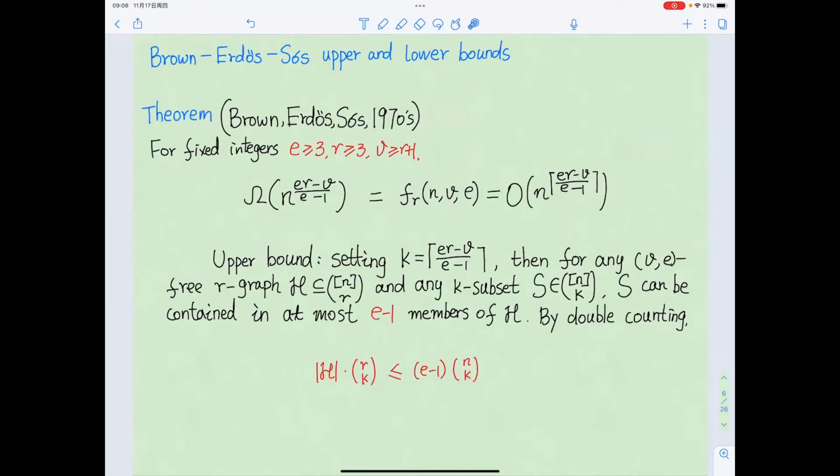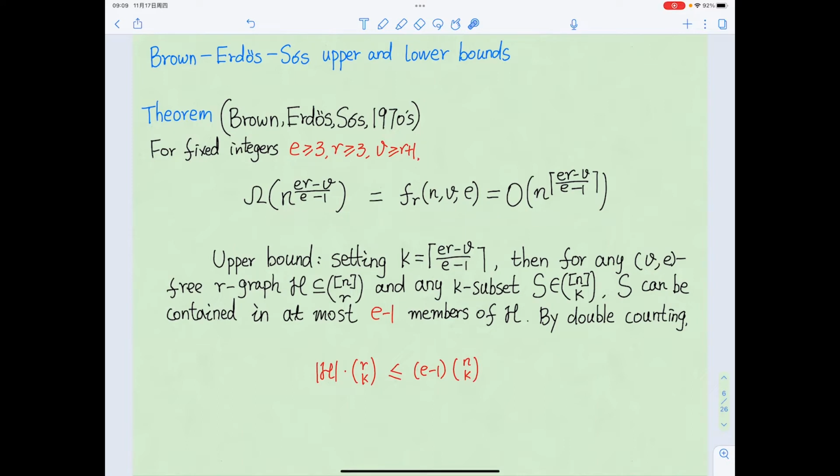So they also provided some basic lower and upper bounds for this function. For example, this is the classic lower and upper bound of Brown–Erdős–Sós. You can see that in the upper bound, the exponent of n is the ceiling function of (er − v)/(e − 1), and in the lower bound of n, the exponent is without the ceiling function. In fact, this lower and upper bound is not hard to prove.